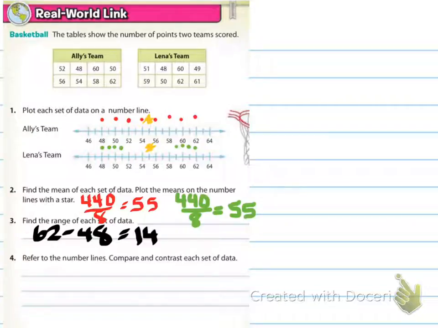When it says refer to the number lines and compare and contrast each set of data, like I said at the very beginning, what we notice is that the groupings are more spread out on Allie's team, whereas Lena's team is kind of bundled on the low side and bundled on the high side, but they don't have a lot in the middle. Their means end up being the same, and their ranges are the same. It's just that Lena's is bundled up on the high and low ends of the scale.